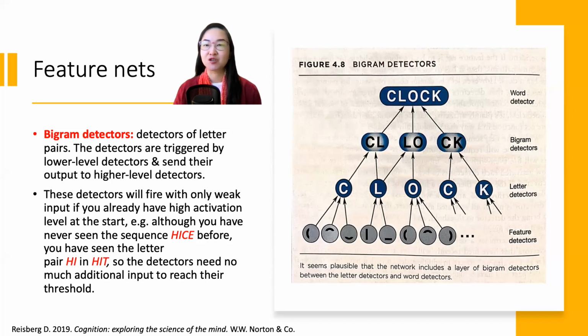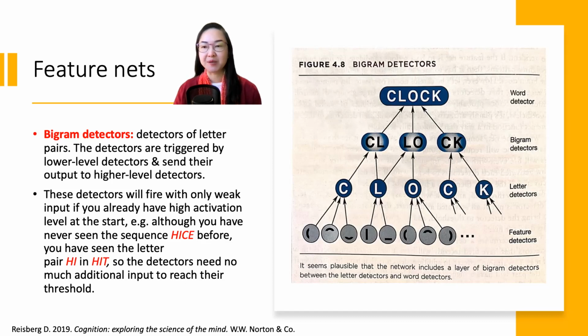On the right-hand side, you can see an example of bigram detectors, CLOCK. Let's see from the bottom part. It seems plausible that the network includes a layer of bigram detectors between the letter detectors and word detectors.